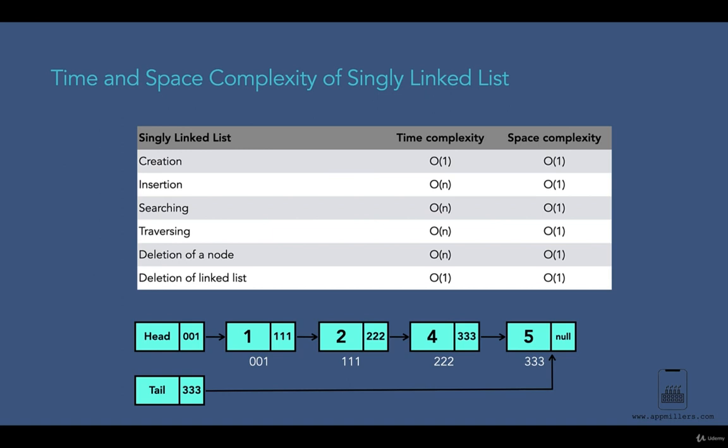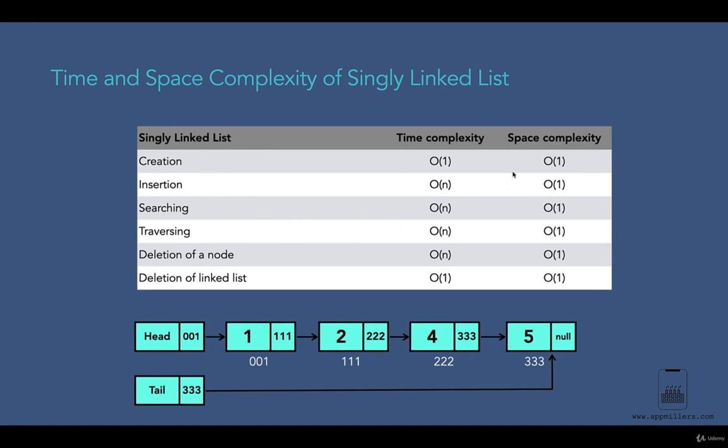Now in this video we will recap time and space complexity of all operations that we have learned till now on a single linked list. The first operation is creation of single linked list. Here the time and space complexity is constant time operation because we have to create head and tail and first node which takes constant time, and similarly for space complexity we have to create only one node and two reference variables. So this is also a constant space complexity operation.